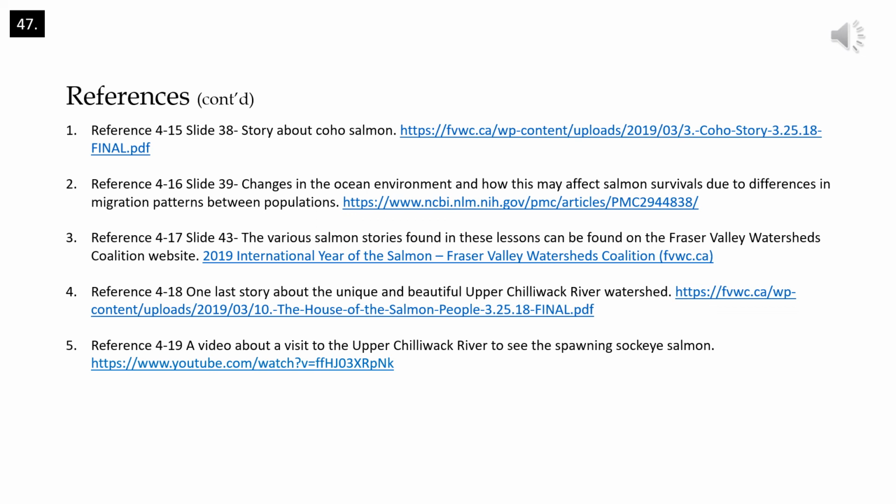Reference 16, changes in the ocean environment and how this may affect salmon survivals due to differences in migration patterns between populations. Reference 17, the various salmon stories found in these lessons can be found on the Fraser Valley Watersheds Coalition website. Reference 18, one last story about the unique and beautiful Upper Chilliwack River watershed. And reference 19, a video about a visit to the Upper Chilliwack River to see the spawning sockeye salmon.